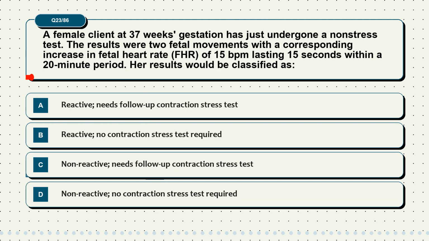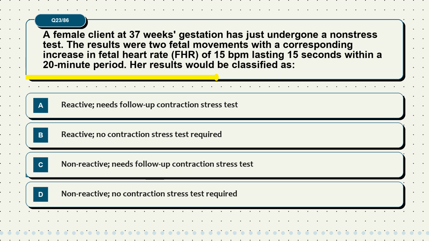Question 23. A female client at 37 weeks gestation has just undergone a non-stress test. The results were 2 fetal movements with a corresponding increase in fetal heart rate (FHR) of 15 BPM lasting 15 seconds within a 20-minute period. Her results would be classified as, here are the options.